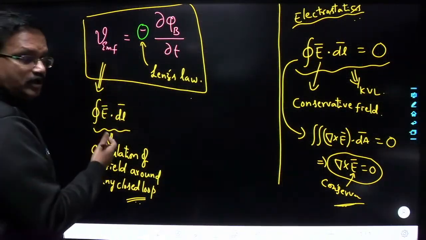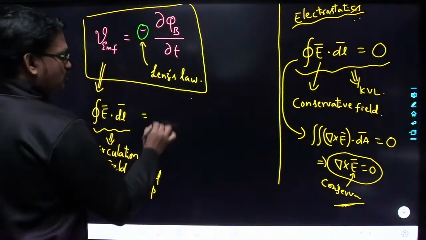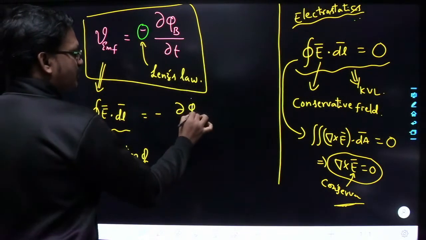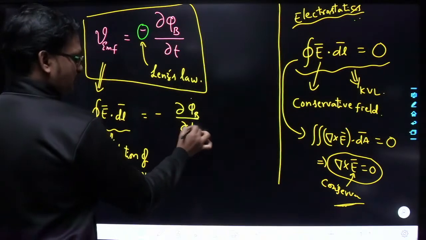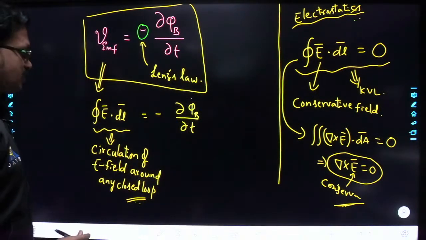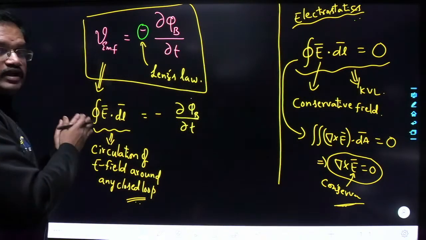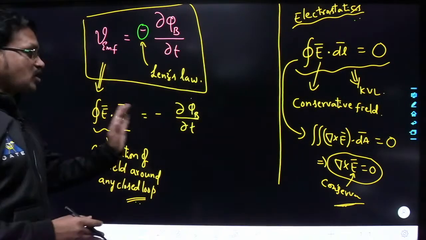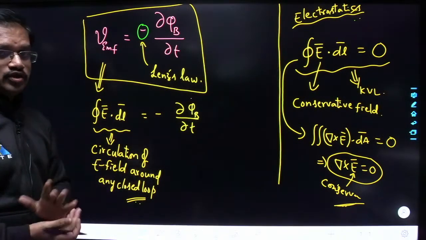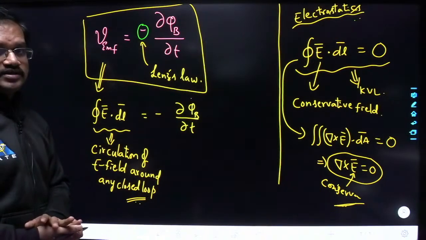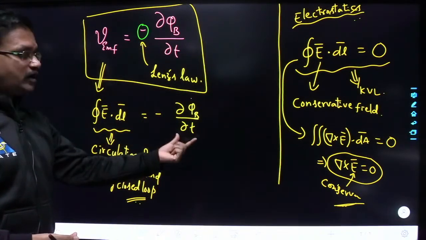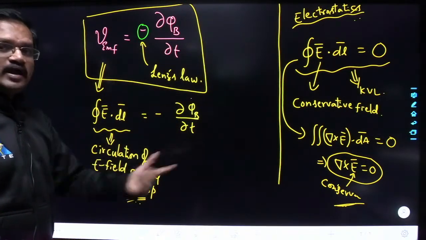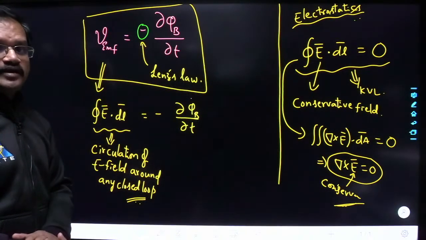the electric field around any closed loop is equal to minus dou phi b by dou t. So that means the circulation of electric field around any closed loop is not equal to 0. It is equivalent to minus of change in magnetic flux.